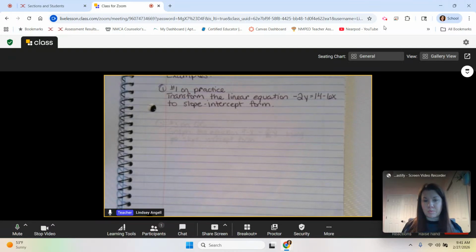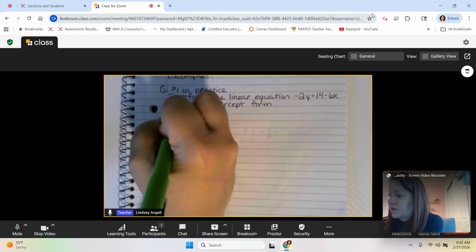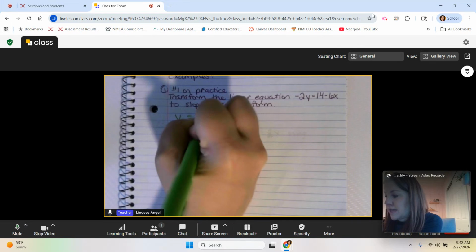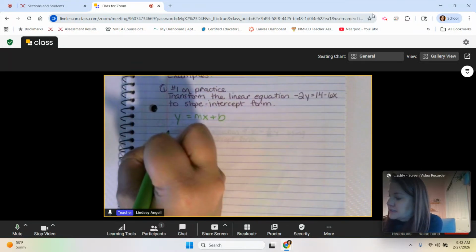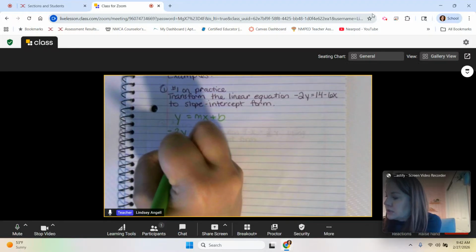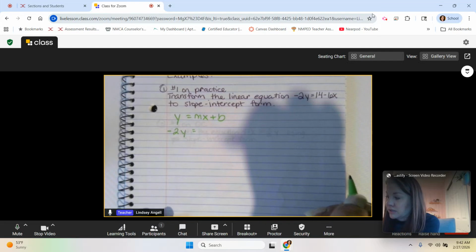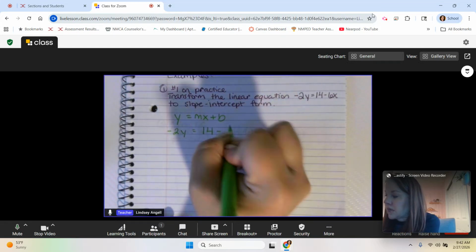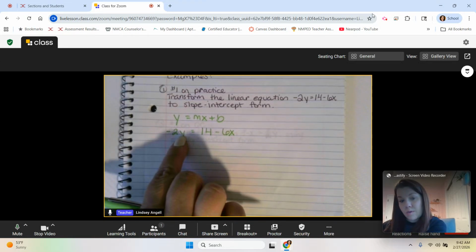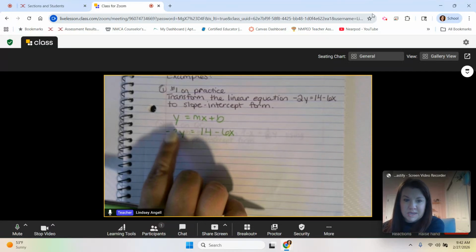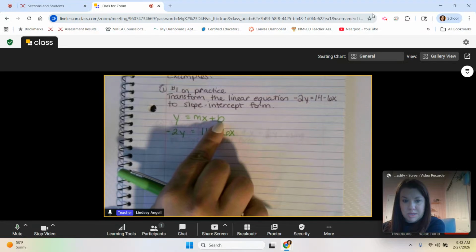With this first one, this is number 1 from your practice. It says transform the linear equation negative 2y equals 14 minus 6x to slope-intercept form. Well, first off, slope-intercept form is y equals mx plus b. What I notice is negative 2y, so the y is already on the left. That's a good sign. And then we've got 14 minus 6x. In order to get y by itself, that's my first goal, because then I'm one step closer to being in this format.